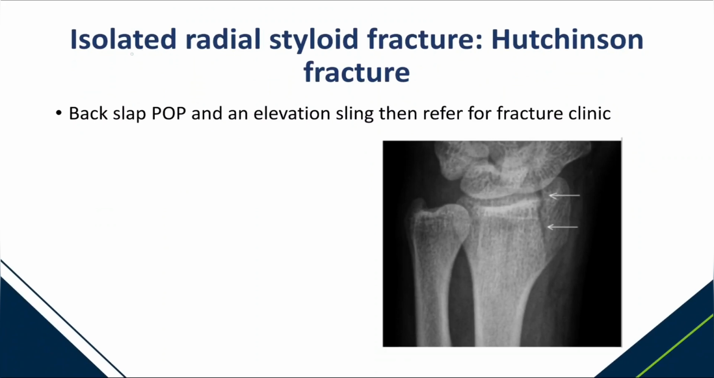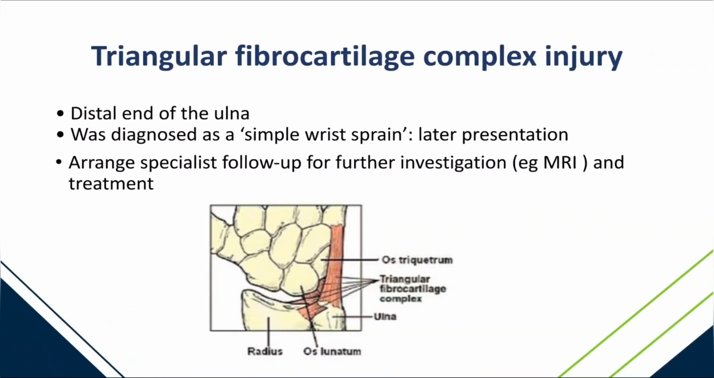We have something else called isolated radial styloid fracture, also called Hutchinson fracture, in which just a part of the radius styloid is fractured. It does not need operation usually. You just need back slab POP and elevation sling, then refer to the fracture clinic or to orthopedics for follow-up.